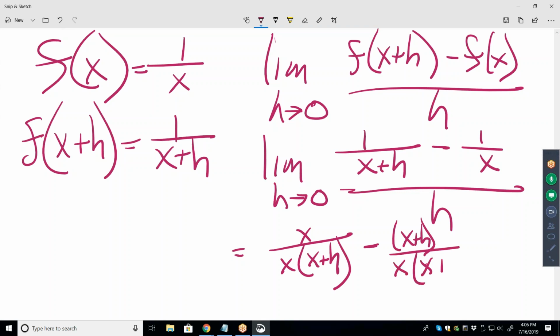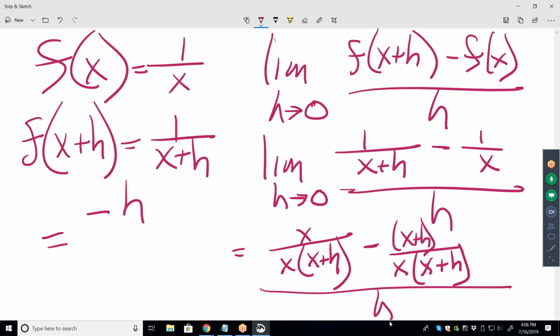All right, so that's the denominator, right? Those are two numerators. What's the numerator end up being? All right, so that's x minus x plus h. So that is going to be minus h over... Very good, you got the sign right. Over x times x plus h, over h.